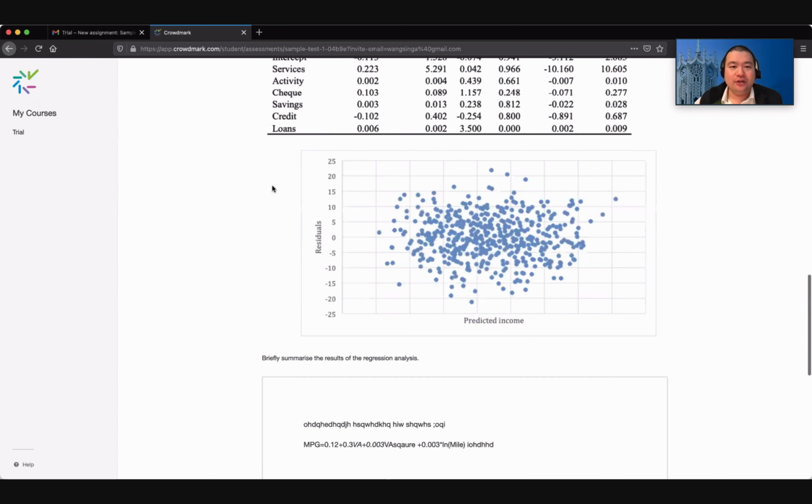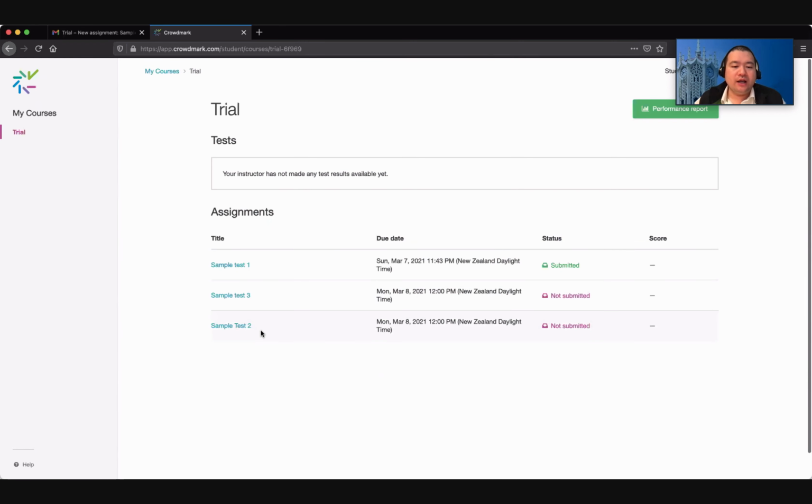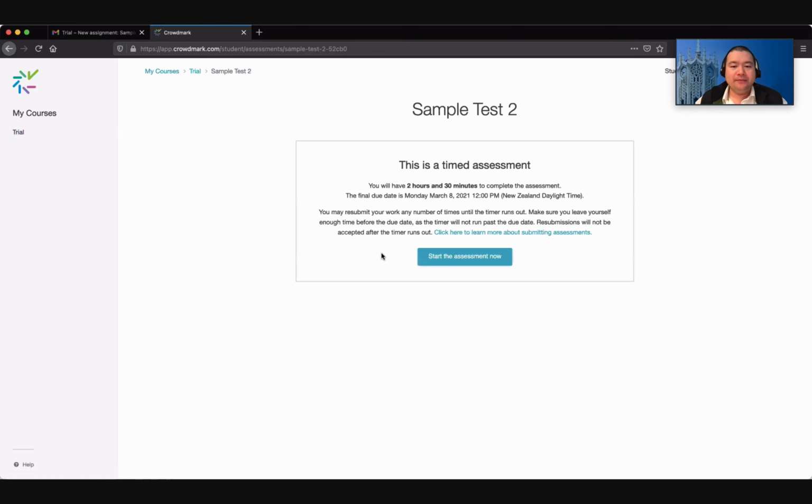All right, good. So this is mock test 1, and let me show you mock test 2. See, mock test 2 is not submitted, so I'm also going to show you how to type answers.